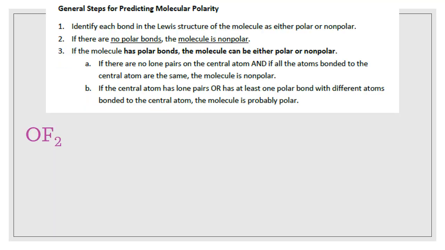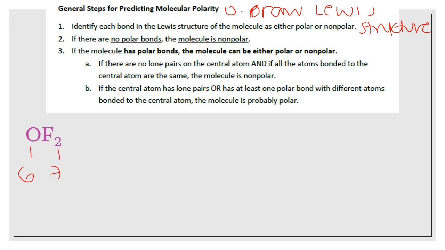And we're going to do the practice at the bottom of your practice packet. So first, OF2. And there really should be a step 0. We need to draw the Lewis structure. That's really step 0, the first thing we have to do. So OF2, oxygen has 6 valence electrons, fluorine has 7, and there are 2 of them. Total, that's 20 electrons, 10 pairs.